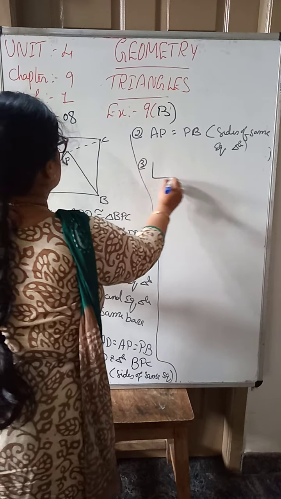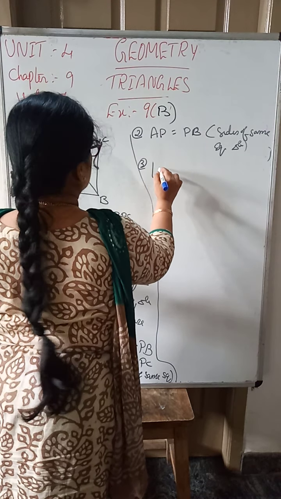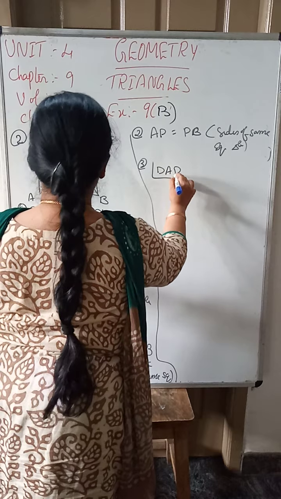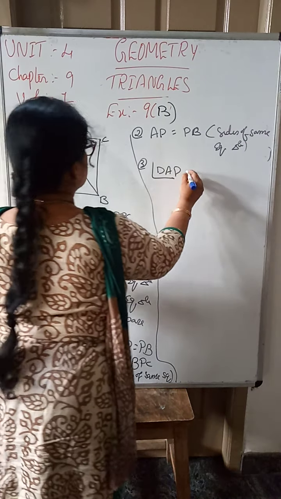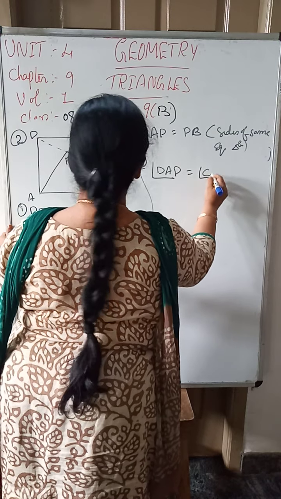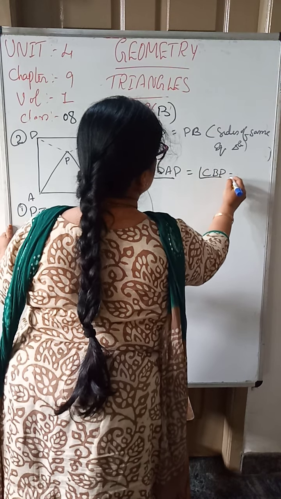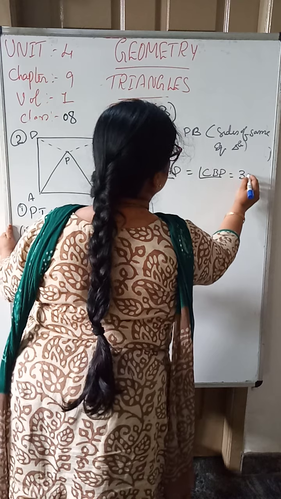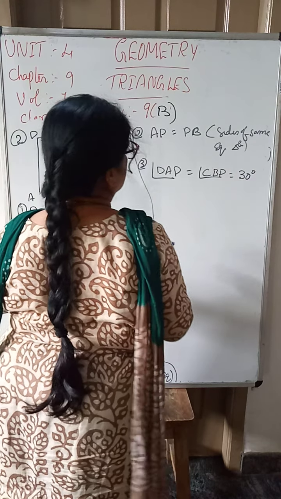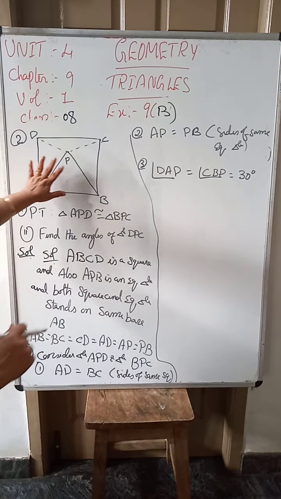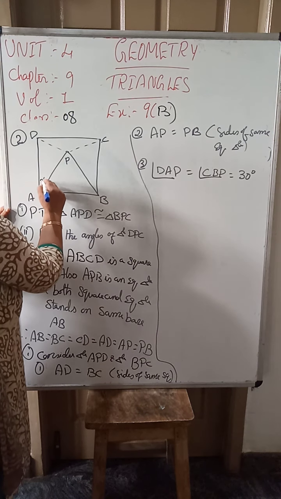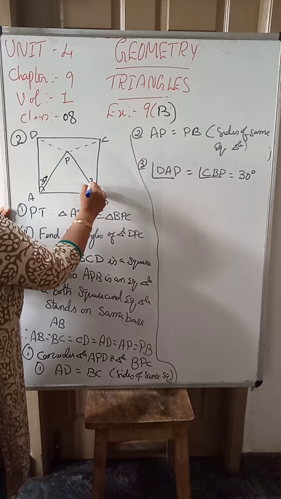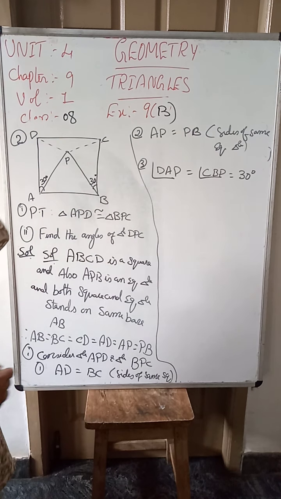Third one, angle DAP is equal to angle CBP is equal to 30 degree. I will explain how this has been got, means how this angle is equal to 30 degree and this is 30 degree. That I will explain for you.